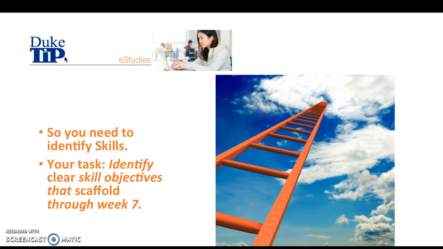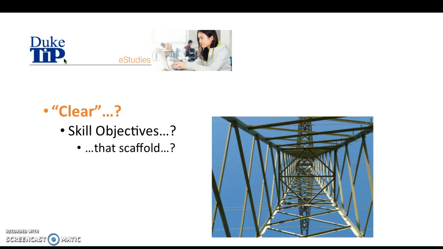Identifying the Skill Objectives of your course, also known as the Why. So you need to identify skills for your course, and your contract deliverable is to identify clear skill objectives that scaffold through week 7 of your course. The question is, what do we mean by clear, and what do we mean by scaffolding?